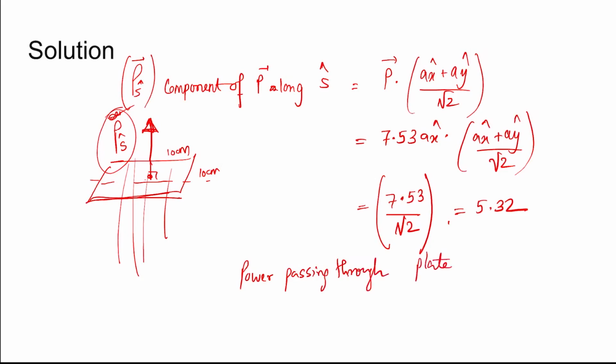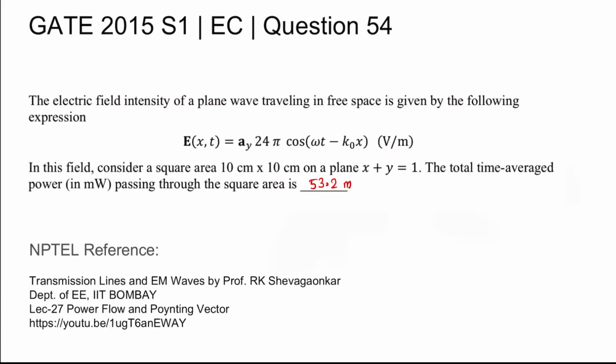Now the power passing through the plate is given by 5.32 into 10 into 10 into 10 to the power minus 4, equal to 53.2 milliwatts. So the answer will be 53.2 milliwatts.